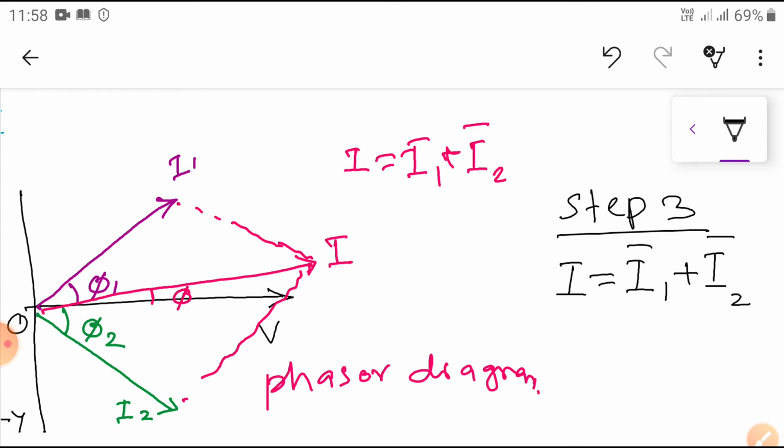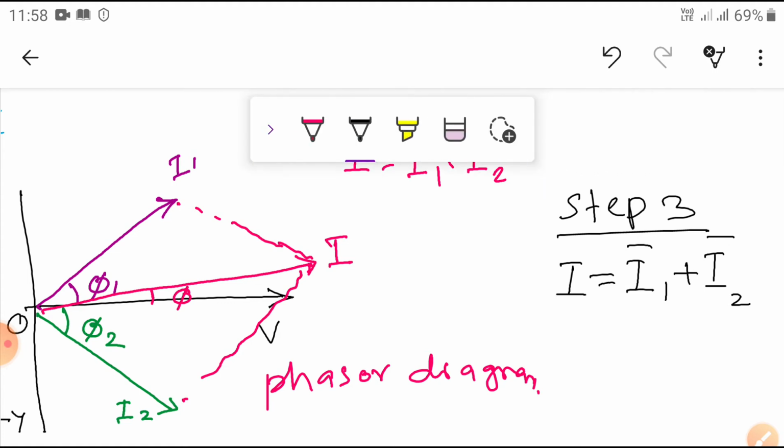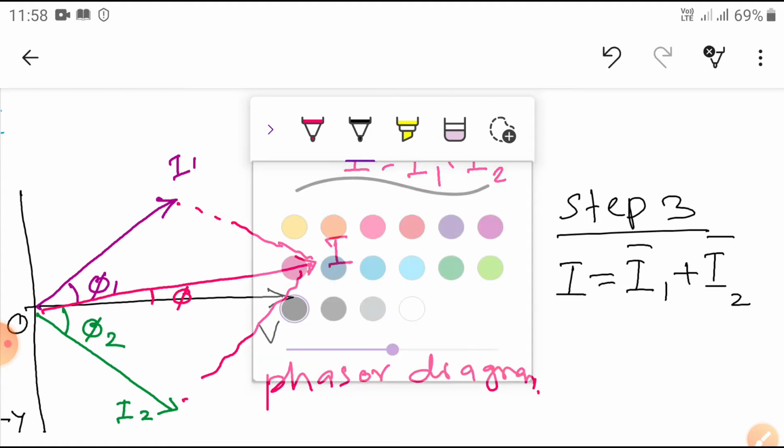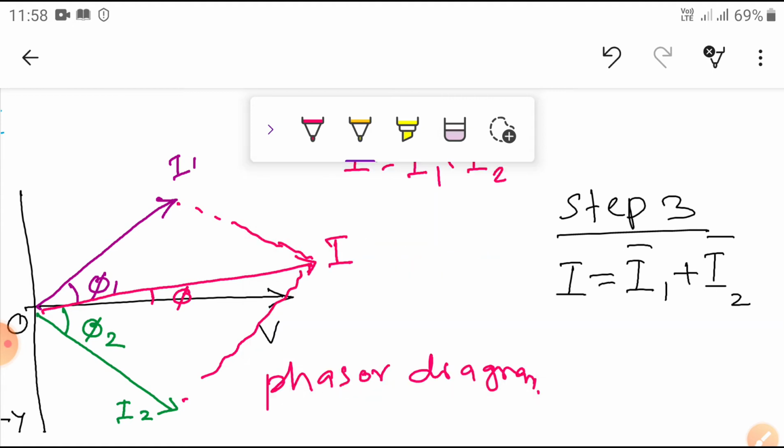Now, we are going to use the components method. Here you can write the x component of I1 and I2. So, what is the x component here? We can resolve I1 into x component and y component, and I2 into x component and y component. From that we are going to do the calculations.